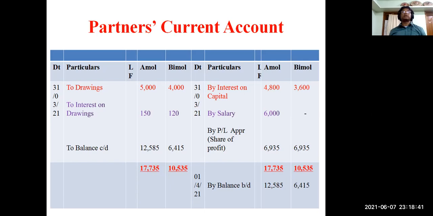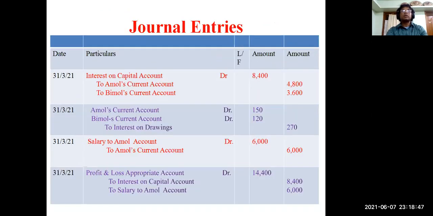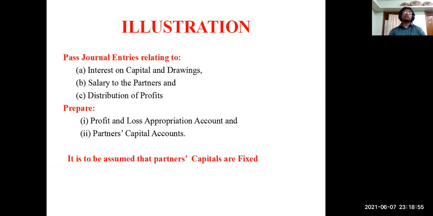I've given all journal entries. I've made the P&L Appropriation Account. Let's see from the beginning once again before I end. I have given the journal entries of capital and other things. And see, one more journal entry could be given, but they have not mentioned it here. One more journal entry means on 1st April 2020, you could have given cash account debit or bank account debit to Omol's capital, to Bimol's capital. That is also a journal.